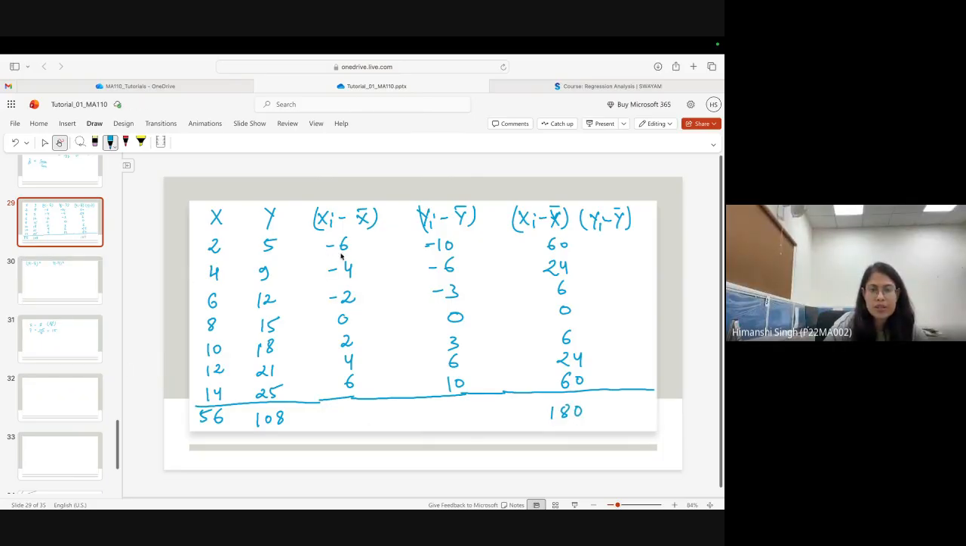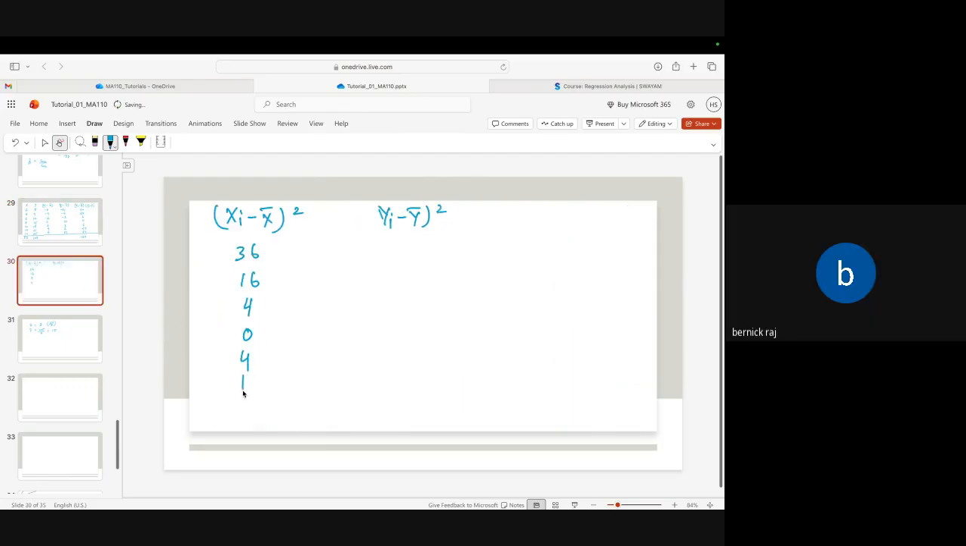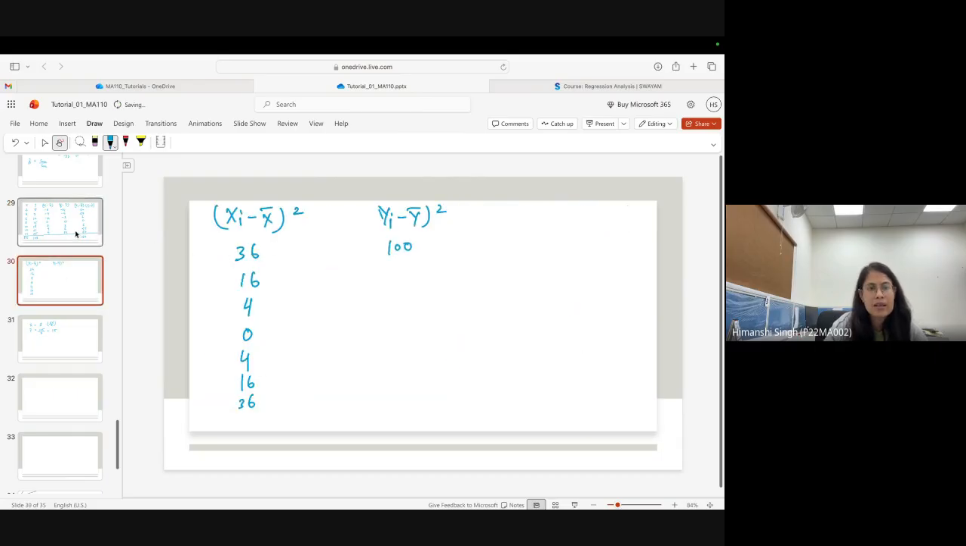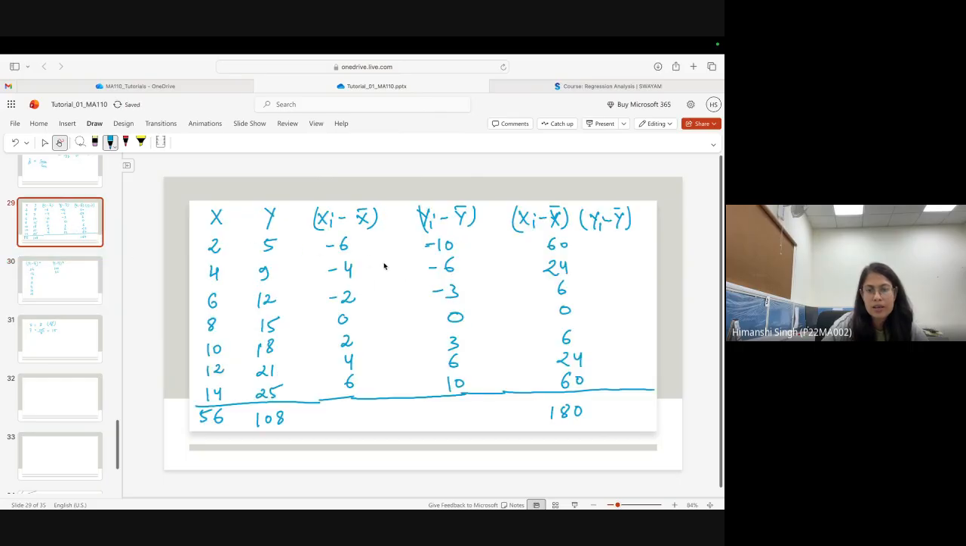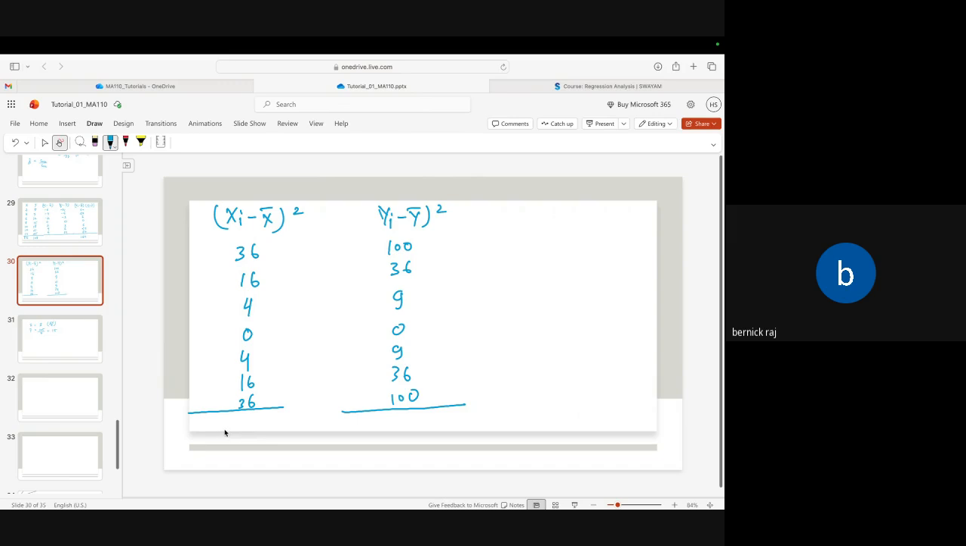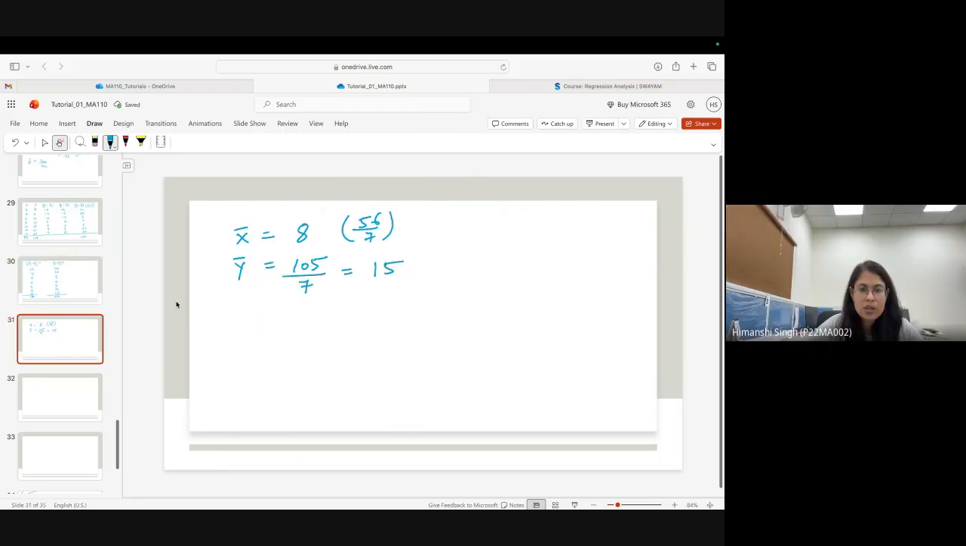Now I have to find the squares. For xi minus x bar: 36, 16, 4, 0, 4, 16, 36. For yi minus y bar: 100, 36, 9, 0, 9, 36, 100. So what will be the sum? Xi minus x bar whole square is 112, and yi minus y bar whole square will be 290.